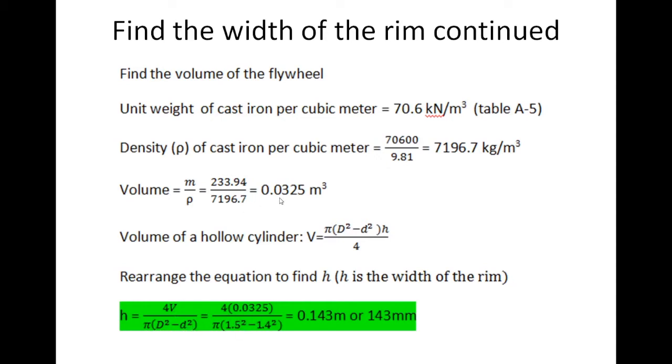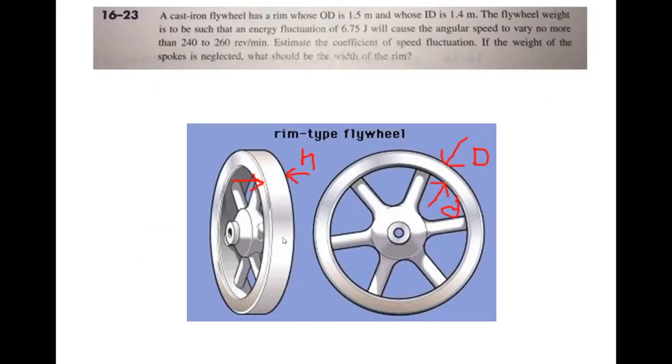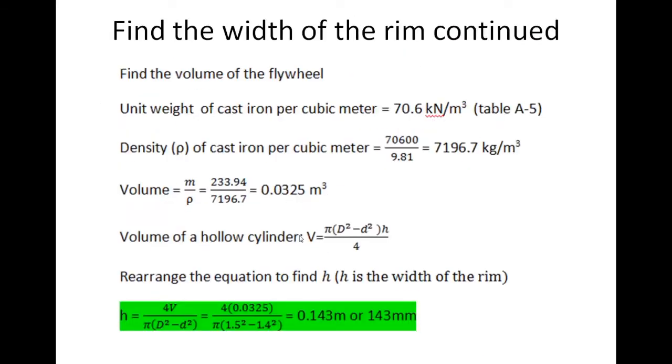So V, again, we just calculated as 0.0325. We know that we've got an outer diameter of 1.5 and an inner diameter of 1.4, and that solves to basically 143 millimeters. So what we're saying is the width, or the height, of this flywheel is 143 millimeters. So not a lot to this. You kind of have to think about it to understand what they're asking. Figuring out this volume component to solve for the h took a little bit of thinking, but there's not a lot here, so that's how you do it.